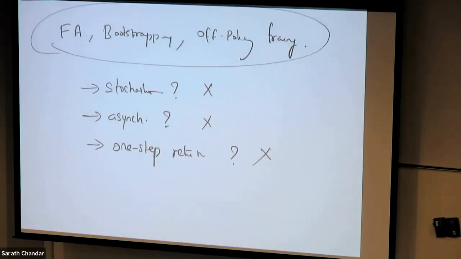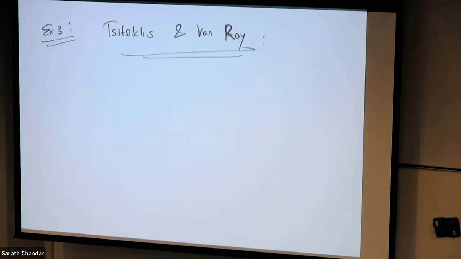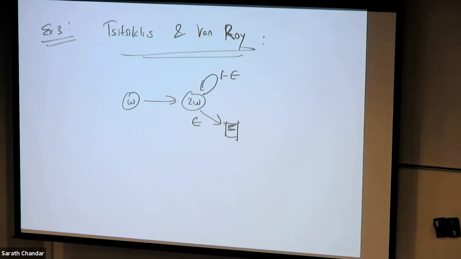So we can prove that with a very simple example. This time, example 3 is given by Tsitsiklis and Van Roy. This is one of the famous examples that people often use to show that off-policy learning diverges, okay? This example is just an extension of the first example. So you have this w to 2w. But from the 2w state, we are going to have an action going out, okay? With 1 minus epsilon probability, you stay in the same state. With epsilon probability, you terminate. The rewards are still 0 in all places, okay?